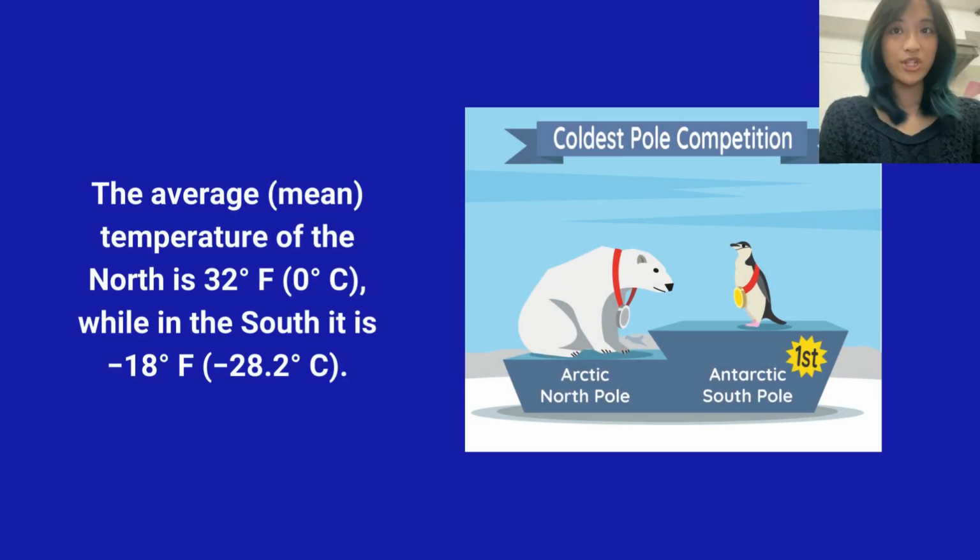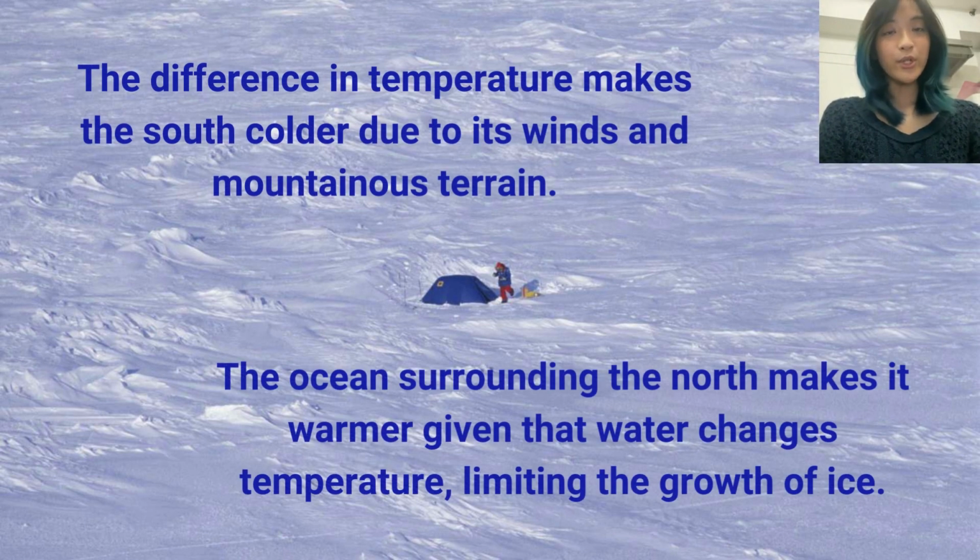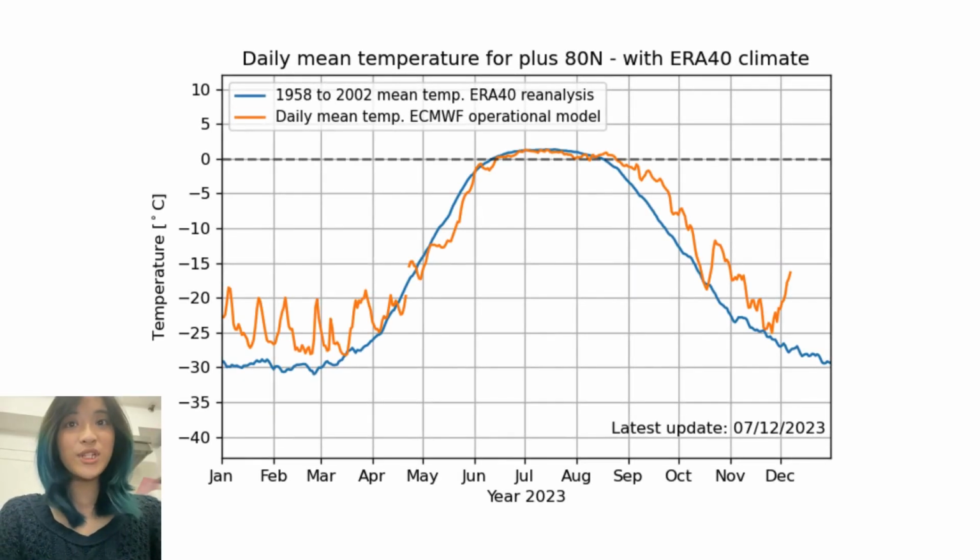When it comes to temperatures, the average mean temperature of the north is 32 degrees Fahrenheit, while in the south it is negative 18 degrees Fahrenheit. The difference in temperature makes the south much colder due to its winds and mountainous terrain. On the other hand, the ocean surrounding the north makes it much warmer, given that water changes temperature, limiting the growth of ice. According to the Danish Meteorological Institute, the daily mean temperature of the north has been ranging from negative 30 degrees to 0 degrees, depending on the month and season of the year.